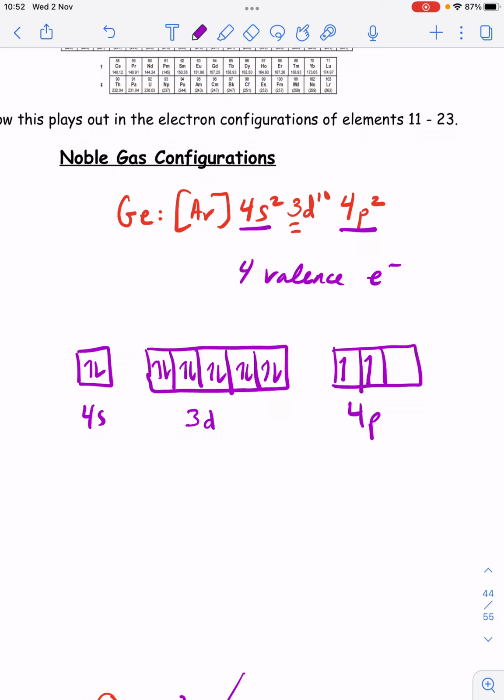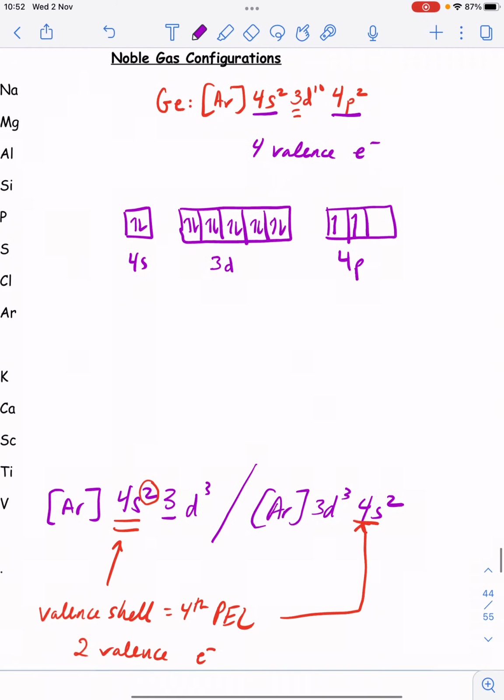Again, I'm only showing the orbitals past the noble gas, and that's usually what they'll ask you to do as well on the IB exam.